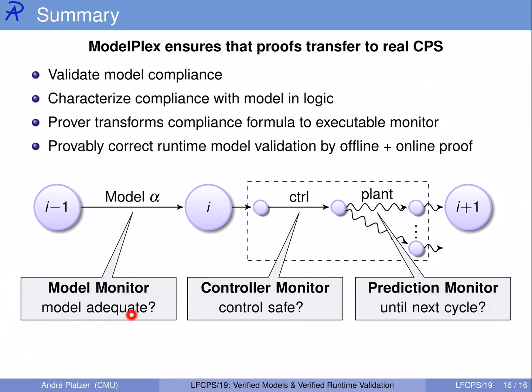So overall, you get provably correct runtime model validation by combining offline and online proofs, where you first have a model monitor for the question, is the transition from the old state to the new state compatible with the model? Or you can already interfere while the control implementation is running and ask the question with a controller monitor, is this control decision safe before I execute anything at all? And with a prediction monitor, make that compatible even with disturbed plant behavior to say, is there possibly a disturbance that might overcome the safety of the system? If no, then we can run it, and otherwise we may have to act a little bit more conservatively.